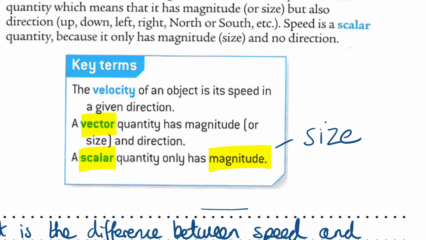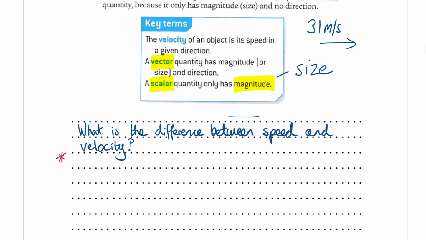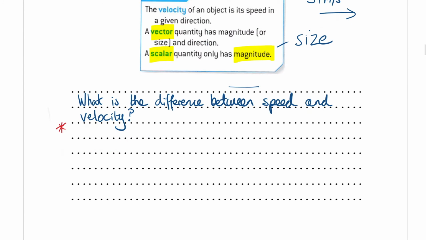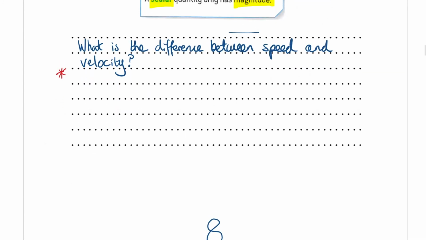So it's always useful to have an example. If we've got the cheetah running at a speed of 31 meters per second, that's not a velocity. To make it a velocity, we'd have to give it a direction. If we said the cheetah's running to the right at 31 meters per second, that's velocity. Your next task, write down what's the difference between speed and velocity.